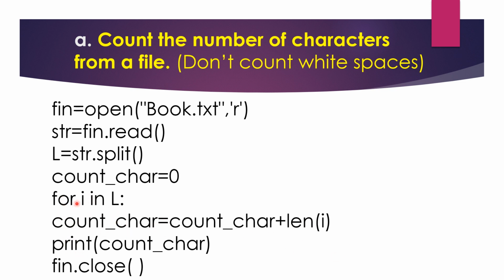Now again this loop will run. Now the value of L will change from count to the. Now the value of I will again change, since the value of L has changed. So the value of I will be the. Now since the value of count_character has changed from 0 to 5, now here it will be 5 plus the length of I. So what is the length of I? The value is the, so 1 2 3. So the value of count_character will be 5 plus 3, that is 8. Now the value of count_character will be stored as 8.